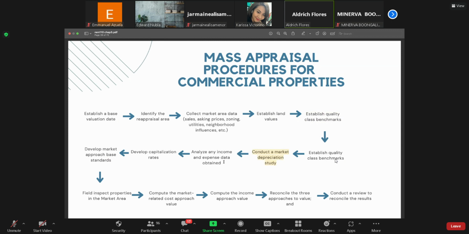Number 8, evaluate income and expense related to the property. Number 9, calculate rates to estimate property value based on income potential. Number 10, establish standards for comparison based on market data. So number 11, kailangan natin mag-inspect. In 12, 13, 14, kailangan natin mag-calculate using the cost approach method, income approach, and the market approach. After nun, syempre, compare natin, tapos pagsamahin natin yung mga result na nag-gather natin using those 3 approaches. And then, i-review natin ulit yung process para masiguro natin yung consistency and accuracy ng ating valuation. So, next slide po.